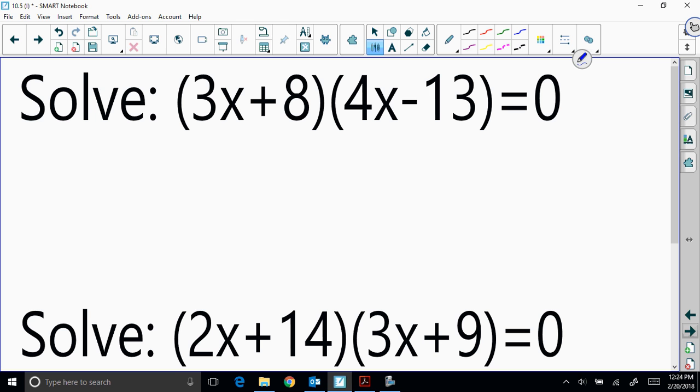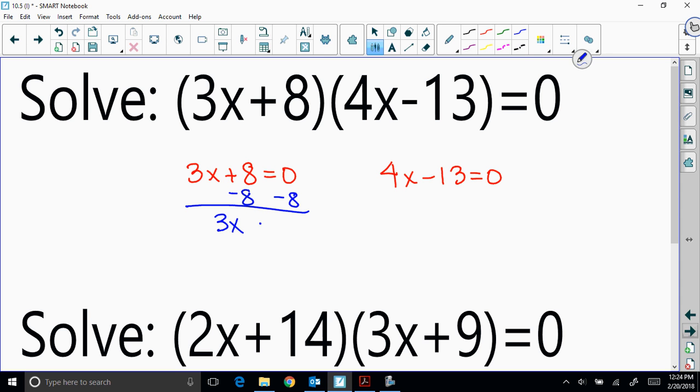Okay, again, same idea. They're being multiplied together. I'm going to separate them and set them equal to 0. And hopefully you're seeing once you separate them and set them equal to 0, you're just solving like you've always solved for a variable. So 3x equals negative 8. Divide by 3. x equals, if you do that on your calculator, you're going to get 0.3 repeating, which we don't want. So we're going to bring down that fraction as is. If it can't be reduced, you're going to leave it.